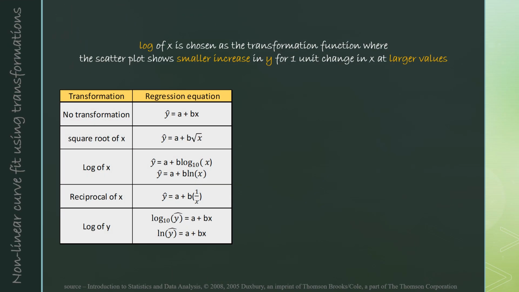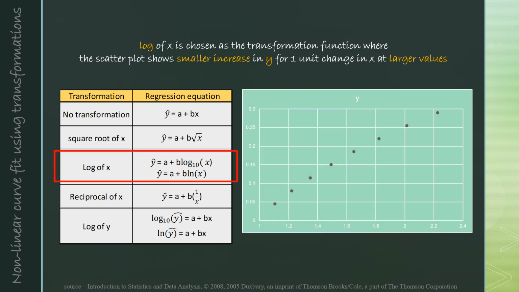Log of x is chosen as the transformation function where the scatter plot shows smaller increase in y for 1 unit change in x at larger values. Quite similar to that of the square root of x, the better fit to be chosen based on the statistical results.